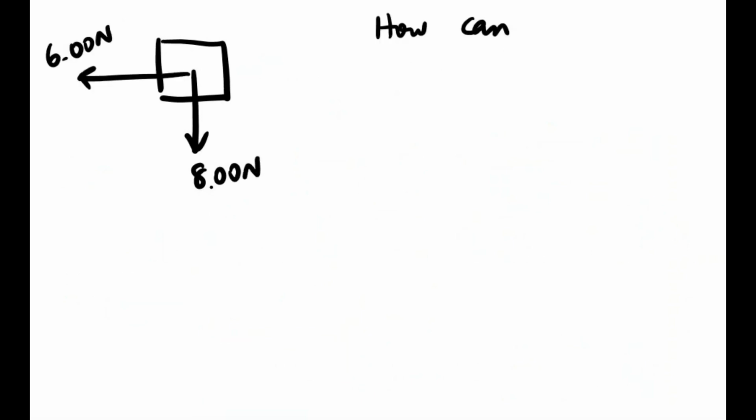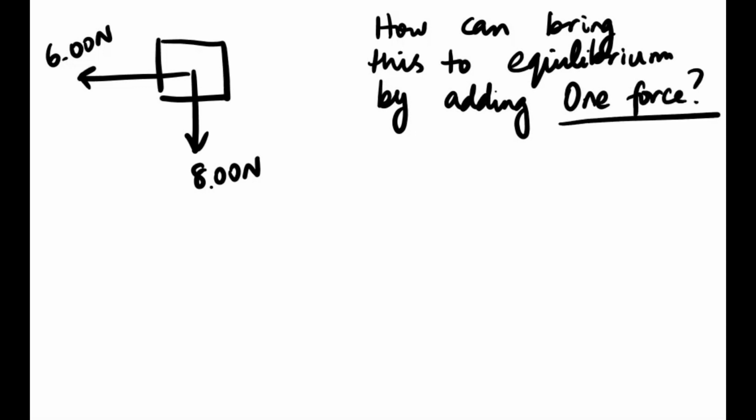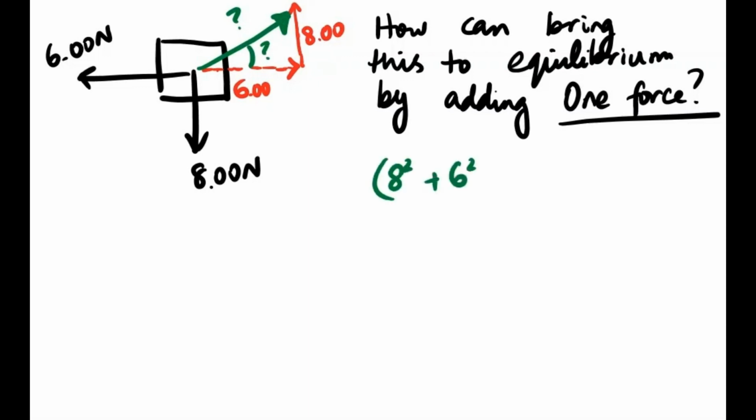Now there are other types of questions that you will see, where there are two forces already applied, and my question is, how can I bring this to equilibrium by adding only one force? So let's take a look at how to balance it for the two forces. I need the opposite directions. When I draw those and add them, I need the green vector that needs to be calculated. So that's the one force, and the angle will tell me the direction of that one force.